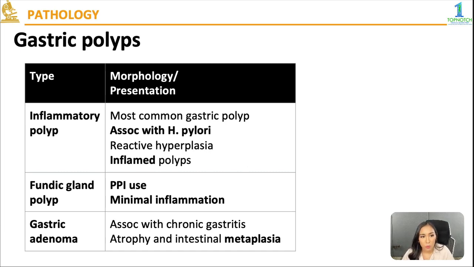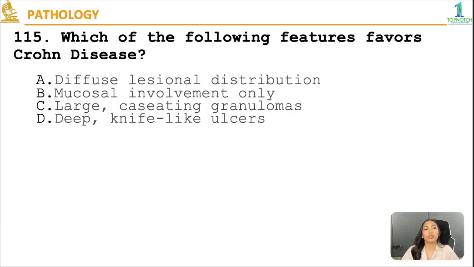And gastric adenoma, it's associated with chronic gastritis, atrophy, and intestinal metaplasia. Let's go to 115. Which of the following features favors Crohn's disease?